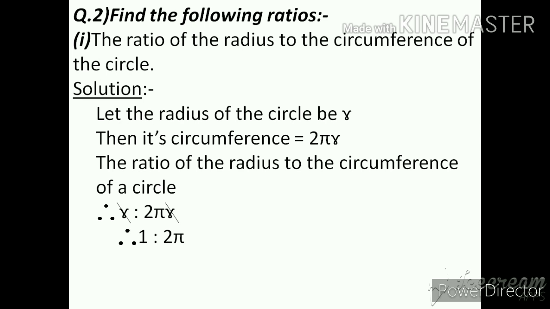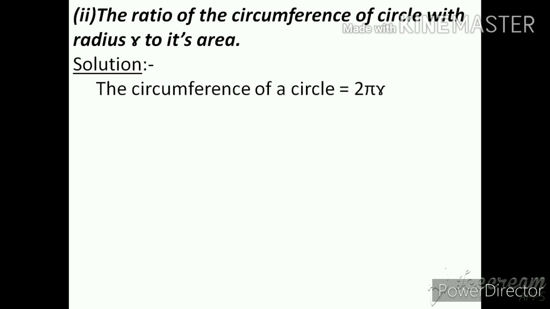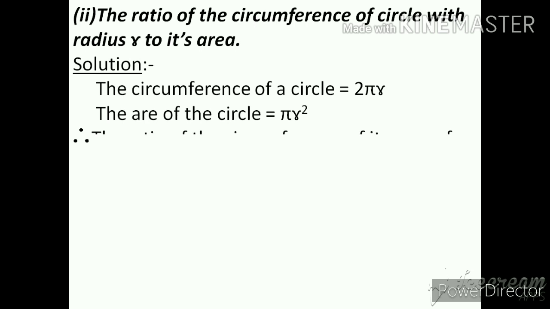Now, the next question, children. The ratio of the circumference of a circle with radius r to its area. Here, children, we have to find the ratio of the circumference of a circle to its area. Solution. The circumference of a circle equals 2 pi r. This is the formula, children. Now, the area of the circle equals pi r square. This is also a formula, children. Now we have to find the ratio of these two numbers.